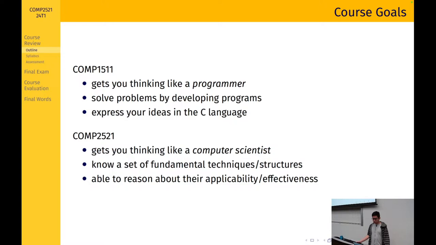Okay, now in contrast, COMP2521 gets you thinking like a computer scientist. So not only are we interested in how to solve the problem, but we're also interested in the efficiency of our solution, about the performance characteristics, like how much time the algorithm takes, how much space the program takes, time complexity, space complexity, trade-offs between different approaches, and things like that, right? And we also covered a lot of new data structures and algorithms, right? We talked about binary search trees, we talked about hash tables, we talked about graphs, we talked about tries, and so on. Right, so we learned about all of these. We also learned a lot of algorithms like sorting algorithms, graph algorithms like graph search, Dijkstra's algorithm, Kruskal's algorithm, Prim's algorithm. And we also analyzed these algorithms and talked about their efficiency, their applicability.